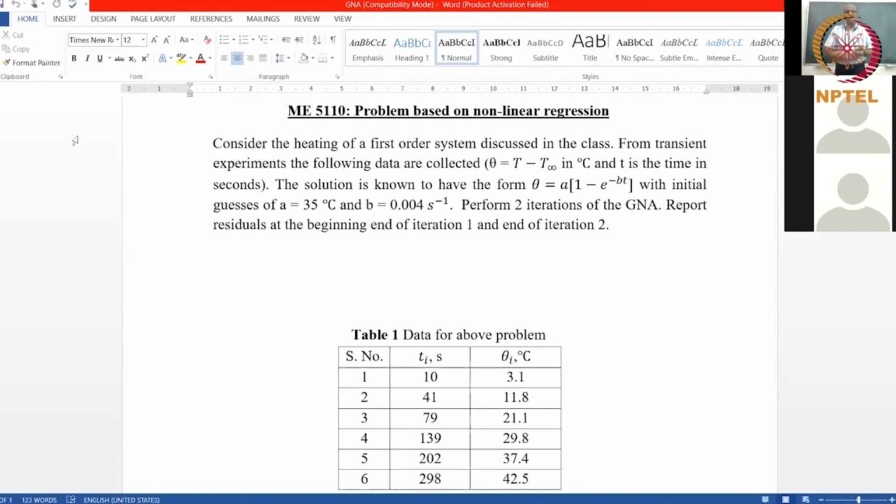Perform 2 iterations of the GNA. So for the GNA, initial guess is required. We have given this. Report the residuals. That means theta i minus theta fit i, whole square, sigma i equal to 1 to 6.